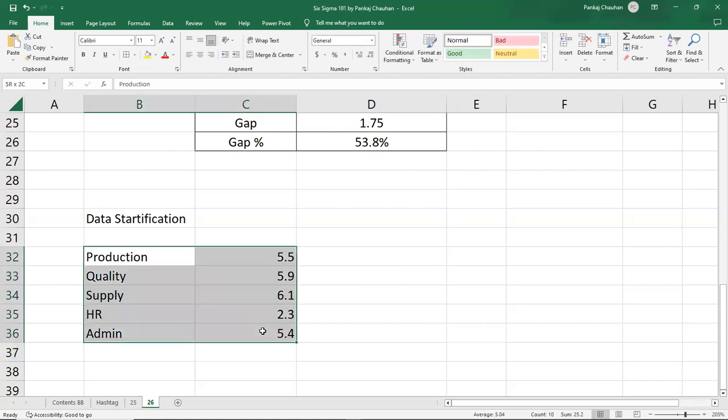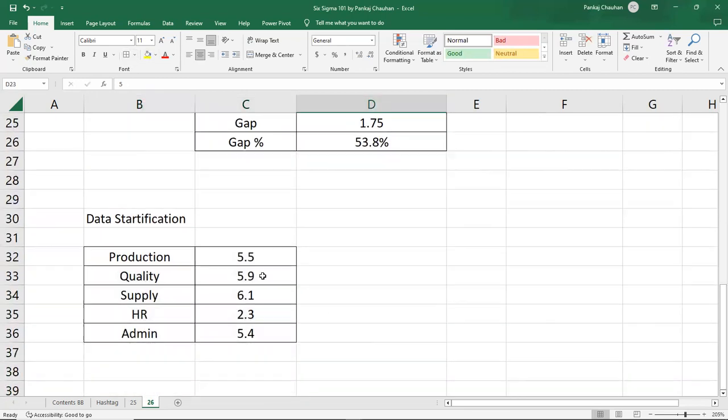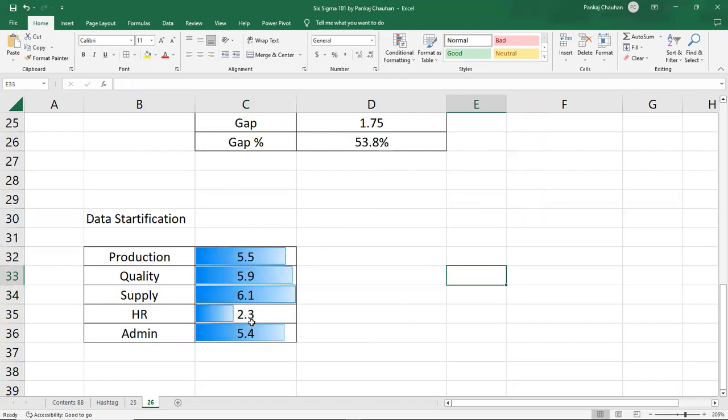Looking at these numbers, if I try to focus on a place where my target is 5, I see a couple of values are already greater than 5, except one function, which is HR. So instead of focusing on everything, I will focus only on HR. This is my level 1 data stratification, that I am supposed to address only HR.